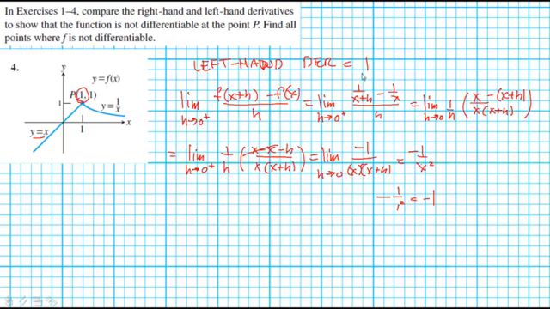Hey, the left-hand derivative is 1, the right-hand derivative is negative 1. They don't match, and therefore our conclusion is f is not differentiable at p. So there's problem number 4.